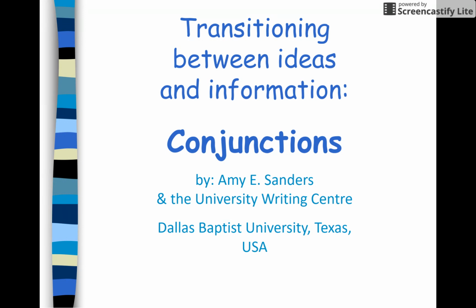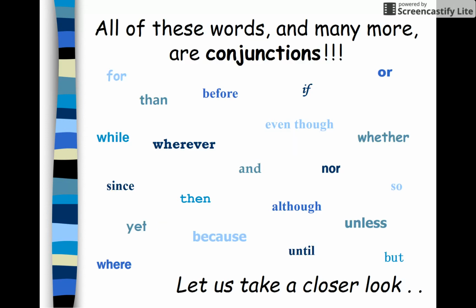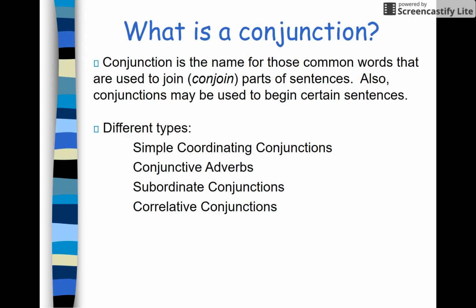Thank you very much. So, all of these words and other ones are examples of conjunctions: wherever, then, because, nor, so, before, even though, etc. Let's look at some of these in more detail so you know exactly how to use them in a more sophisticated manner. Now, a conjunction is the name for the common words that are used to join or conjoin parts of sentences. Also, conjunctions may be used to begin certain sentences.